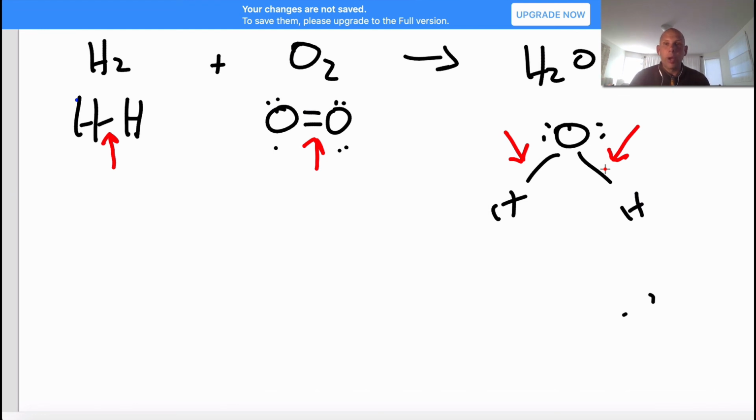The other thing I want to point out is when you look here, we have 2 hydrogens here, and we got 2 hydrogens here, but we only got 1 oxygen here. So we got to address that, and that's what today's class is going to be all about.